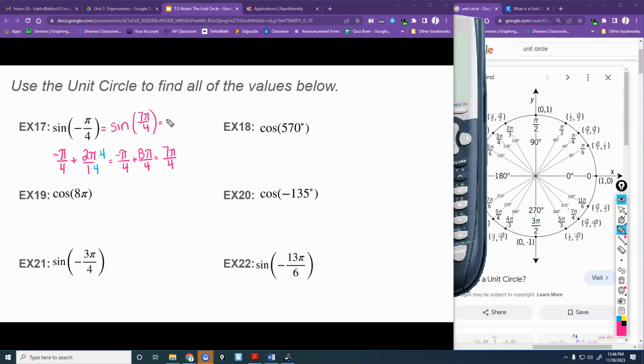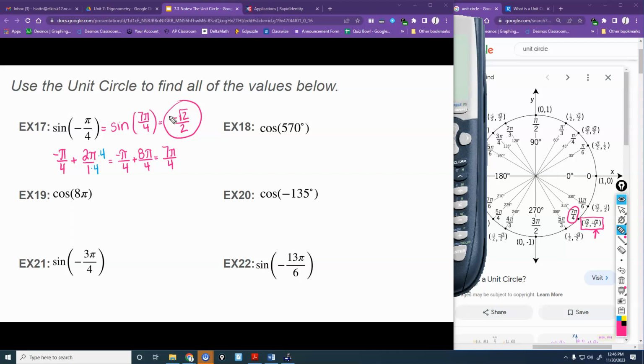So 7 pi over 4, I'm going to find it on my unit circle. There it is. I'm going to look at this point. Sine, which coordinate do I have to look at? Y coordinate. I should get negative square root of 2 over 2. Okay, questions on that?